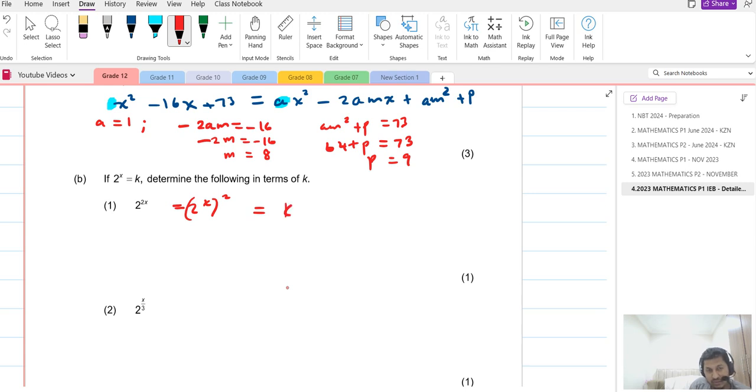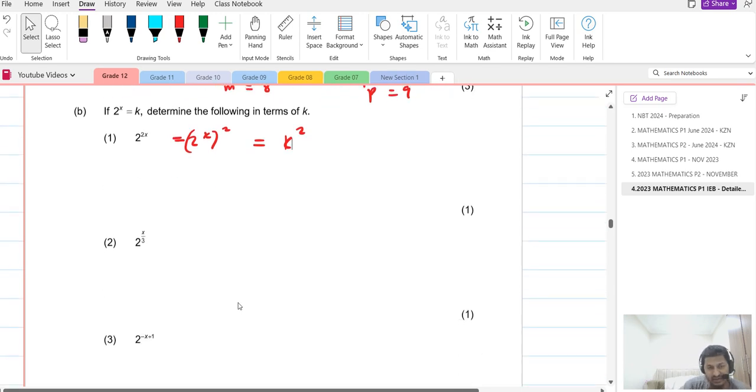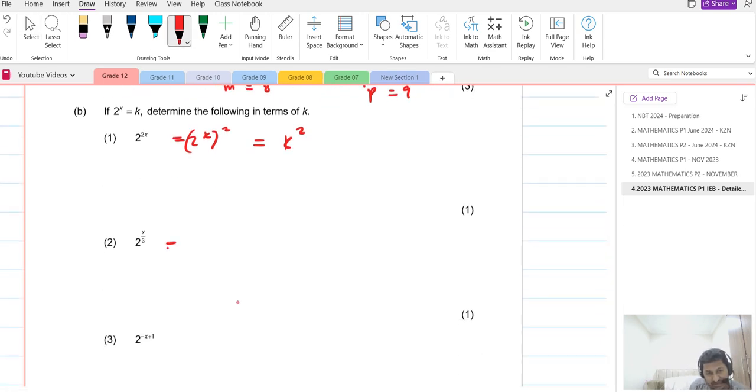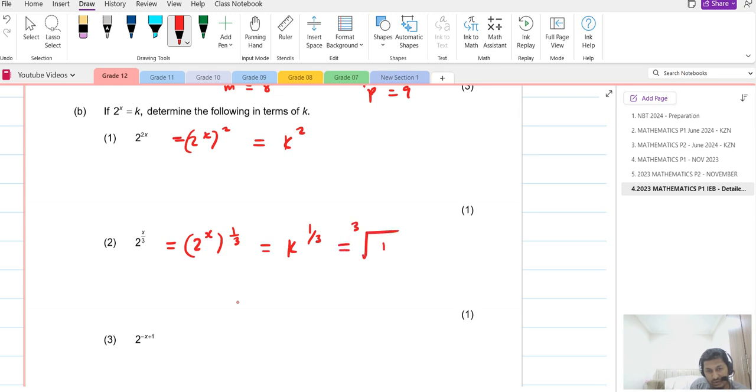Easy peasy. Next one. 2 to the power x over 3. So you can say this is 2 to the power x to the power 1/3. So you get x over 3. And 2 to the power x is k. So you get k to the power 1 over 3, which is the cube root of k. So we can write it in both ways.